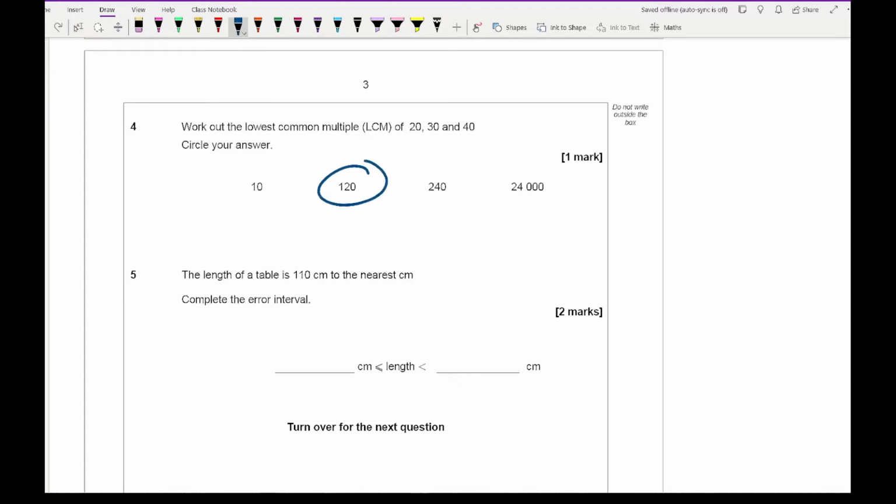Question 5. It says the length of a table is 110 to the nearest centimetre. Complete the error interval. So here we've got the nearest centimetre, so we divide that by 2, which gives us 0.5. So it's 110 plus or minus 0.5, which gives us a lower limit of 109.5 and an upper limit of 110.5.